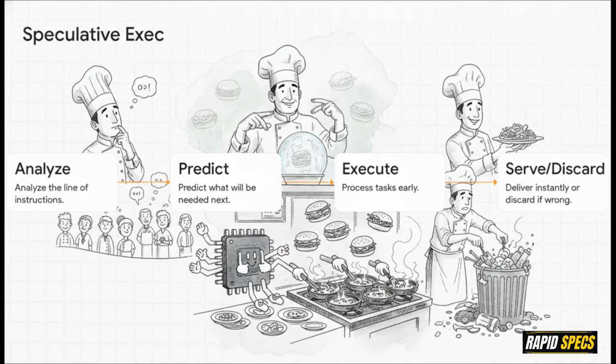Think of it like a genius restaurant chef. Instead of just taking one order, cooking it, and waiting around, this chef actively analyzes the line of customers. They predict, hey, 3 people are probably going to order fries, so they start cooking the fries early. If they guess right, the food is served instantly. If they're wrong, they just toss it out. This highly clever architecture resulted in a staggering 30 to 50% improvement in instructions per clock, or IPC.